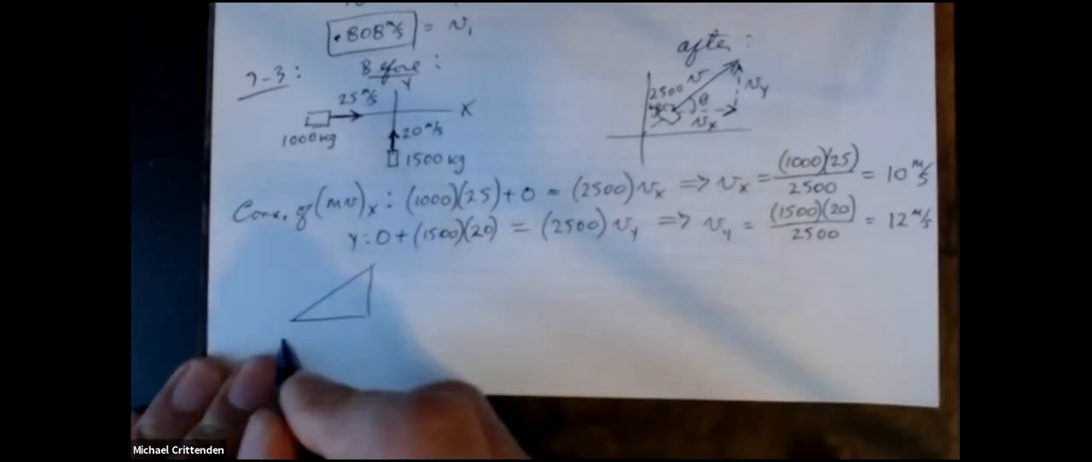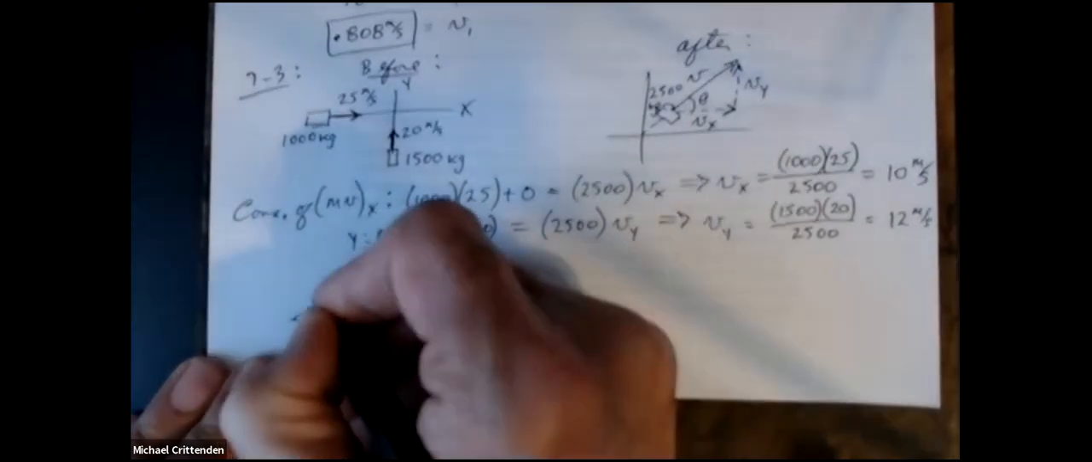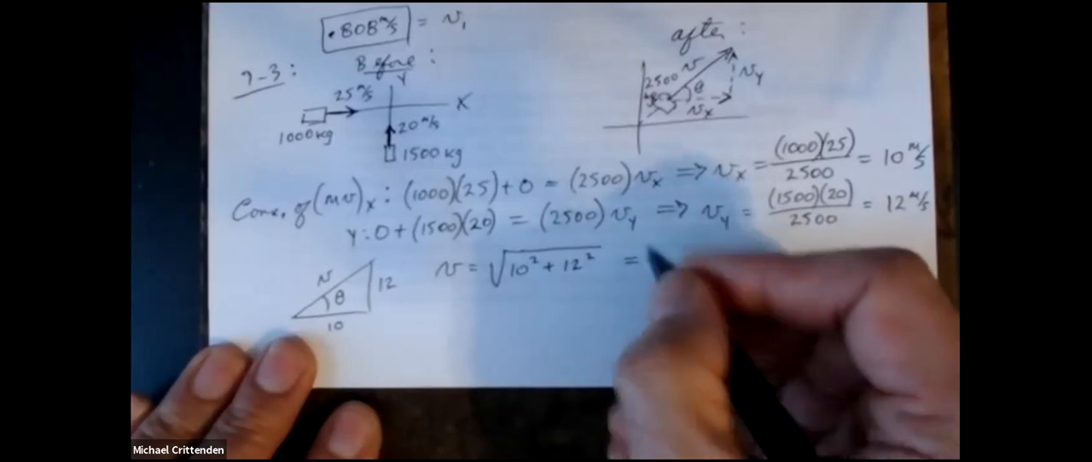So what we have now is you got 10 on this. I'm just redrawing this triangle here, without all the clutter around it. To get the magnitude of the velocity, that's the Pythagorean theorem. Comes out 15.6 meters per second.